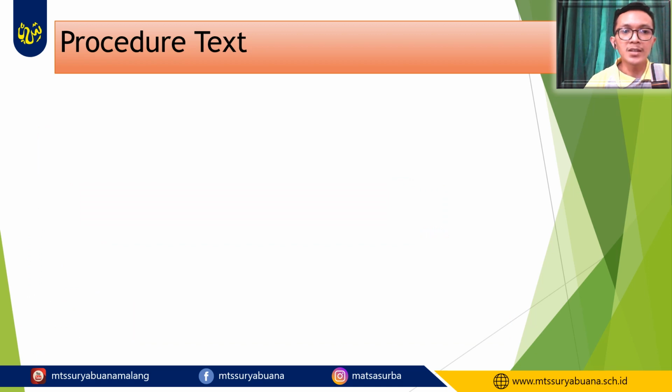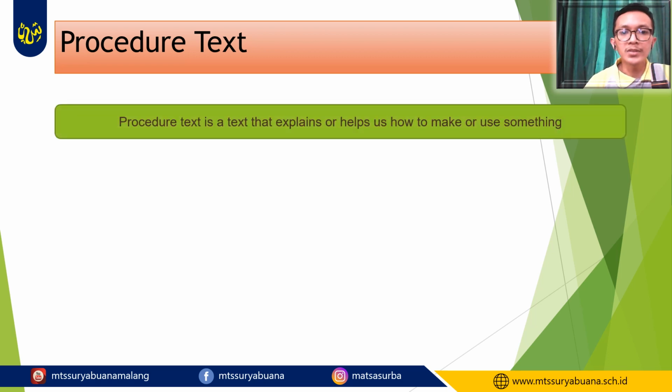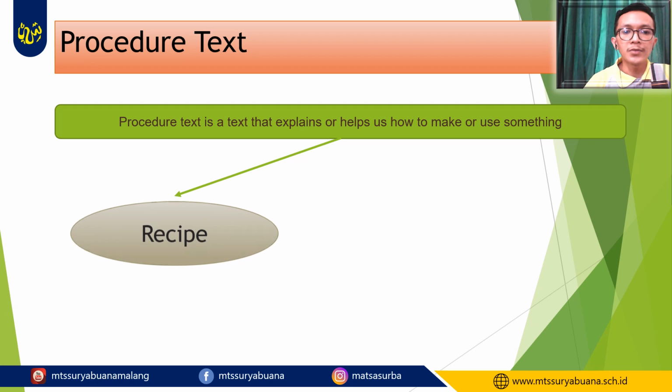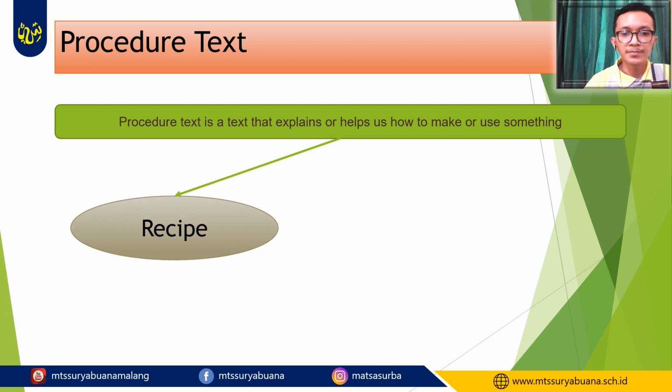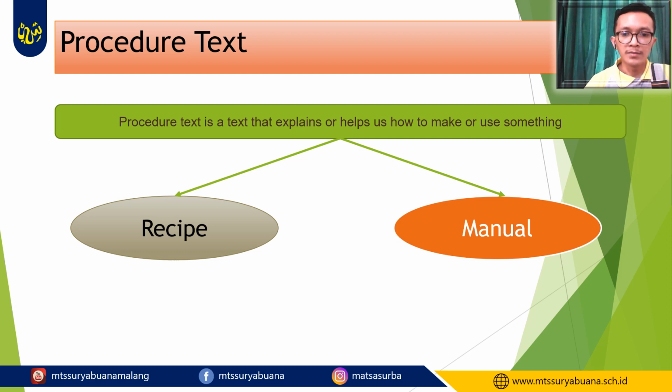Okay, the first one is I will explain to you about the procedure text in general. Procedure text is a text that explains or helps us how to make or use something. Okay, I will divide the procedure text here into two. The first one is recipe, and the second one is manual.